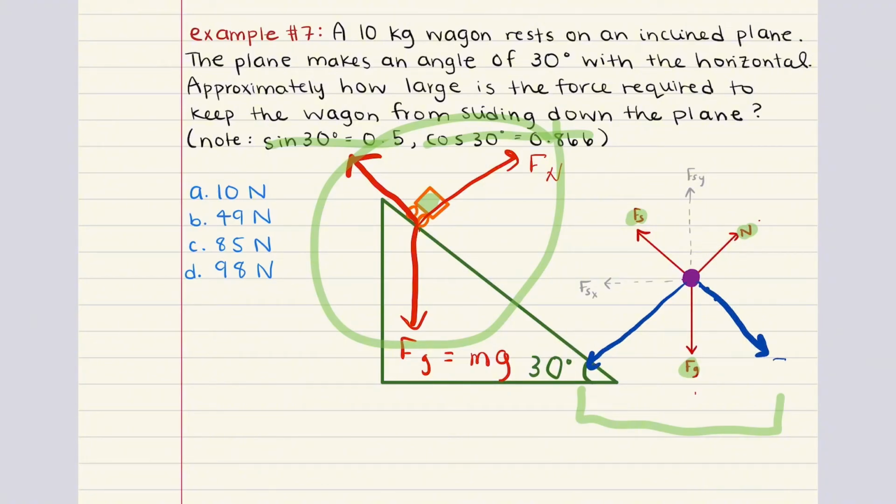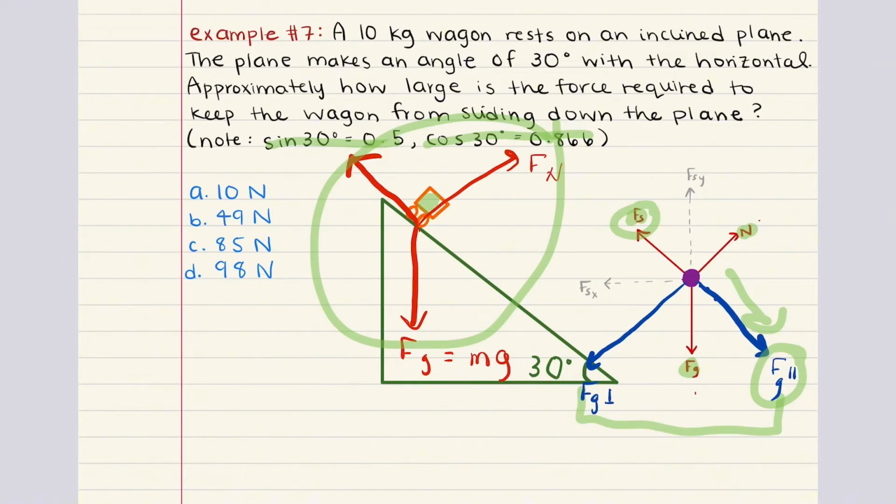So this is our parallel component of gravity, and this is our perpendicular component of gravity. And again, I want to say that we're primarily interested in the gravitational force because it is the component of gravity parallel to the incline that's trying to move the wagon downward. Of course, the static friction force will oppose this gravitational component, and to find the necessary static friction force, we need to break the gravitational force into its two components.